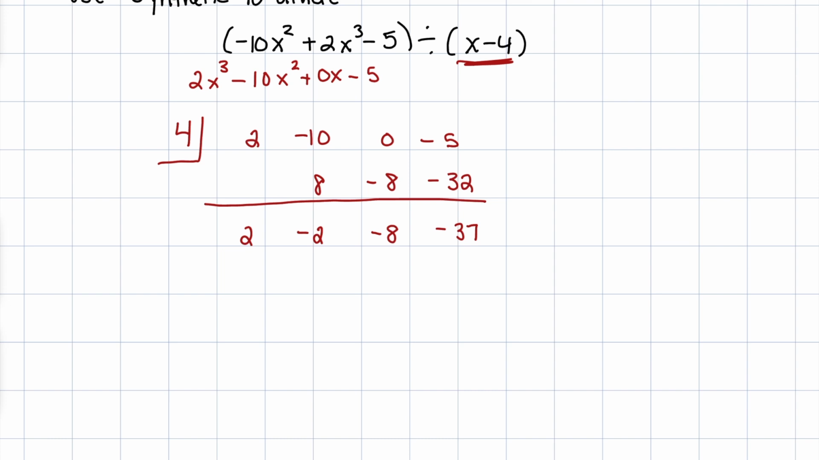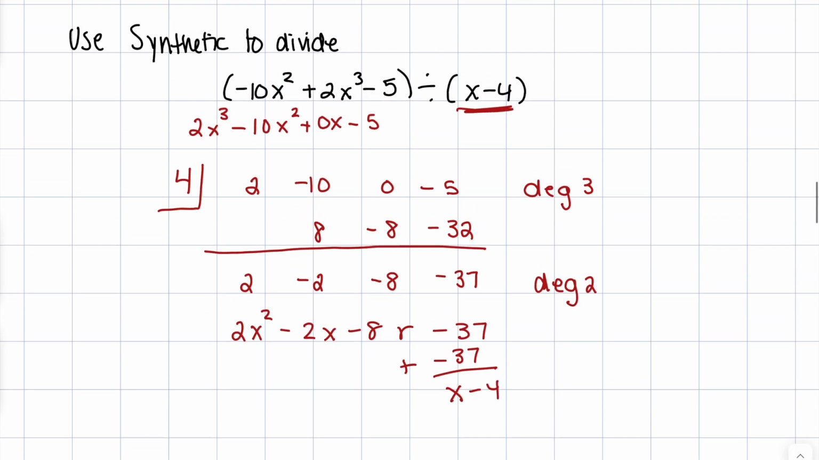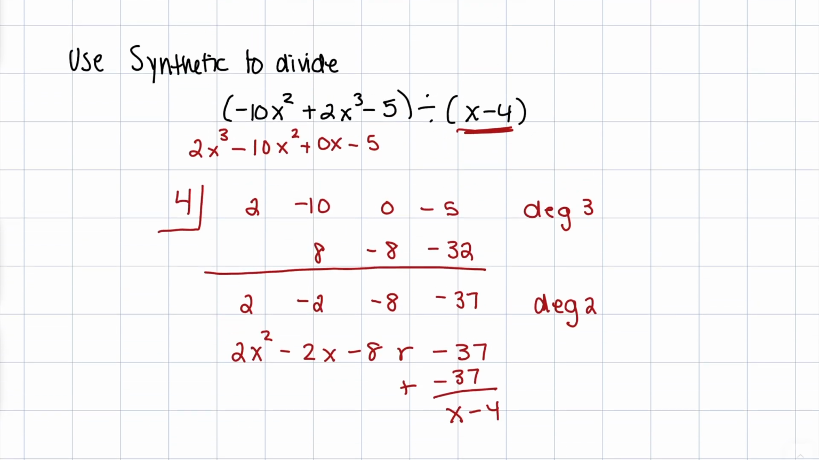All right, so this had degree 3. Whenever you do division, it loses a degree. So now this is degree 2. So really, if I wanted to find out what this polynomial is, I'd have 2x squared minus 2x minus 8, remainder negative 37, or plus negative 37 divided by x minus 4. We always put it over what we're dividing. And so that's how we do synthetic division. All right, so that's how synthetic division works.